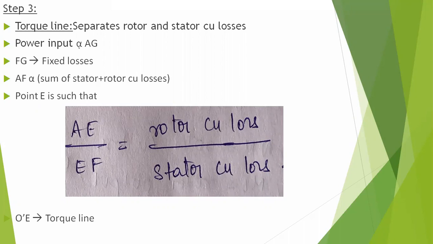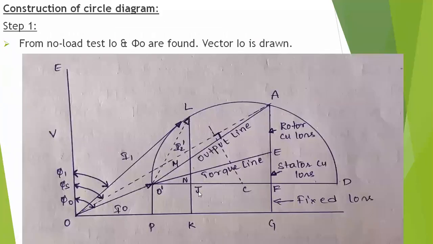When the rotor has stopped rotating, the power going to the induction motor will be overcoming core losses and copper losses in the stator and rotor windings. From this we say that power input is directly proportional to AG. Because as the rotor is stopped, the motor gets the input to overcome rotor copper loss, stator copper loss, and fixed loss. So motor power input is directly proportional to AG. It gives the motor input.